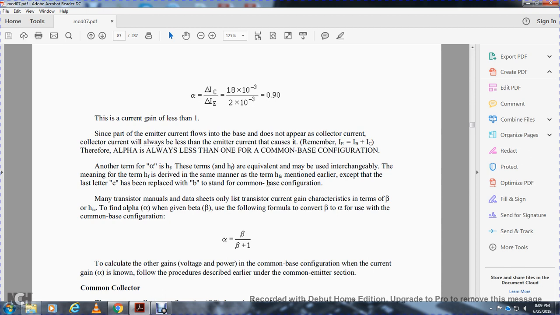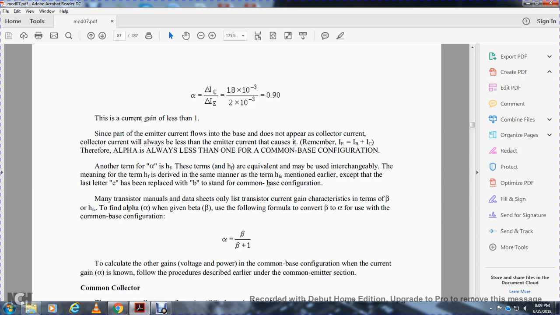Although alpha is determined as hFB, the terms are equivalent and may be interchangeable. The term hFB is derived in the same manner as the hFE mentioned earlier, except that the letter E has been replaced with B to stand for the common base configuration.